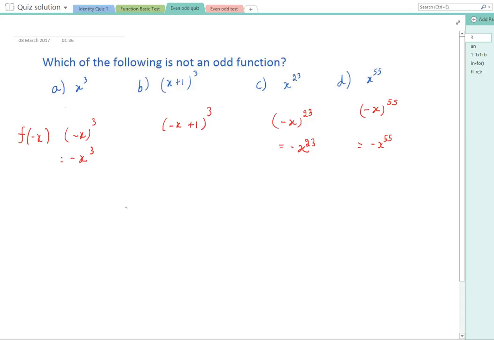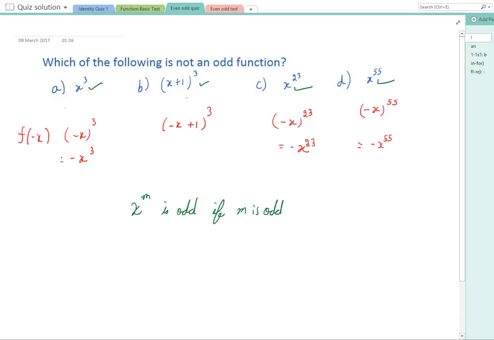Now, once you are used to these functions a bit, you will know that x to the power m is odd if m is odd. So all the functions like x, x cube, x to the power 5, and so on will be odd. So here x cube is odd, x to the power 23 is odd, x to the power 55 is odd, and that leaves only (x plus 1) cube.